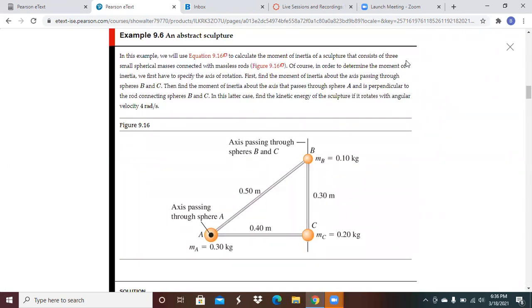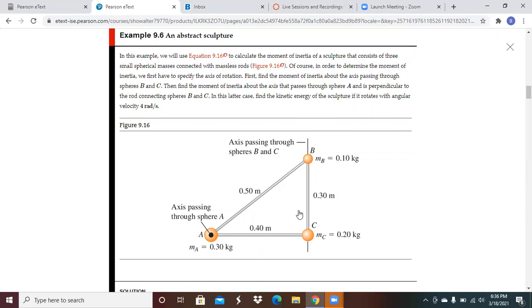We're going to calculate the moment of inertia of a sculpture that consists of 3 small spherical masses connected with massless rods. Yep, that sounds like modern art to me. So, of course, in order to determine the moment of inertia, we have to specify the axis of rotation. So first, we're going to find the moment of inertia about the axis passing through spheres B and C. Don't have to worry so much about A because that's what we're going to be using as the axis of rotation.